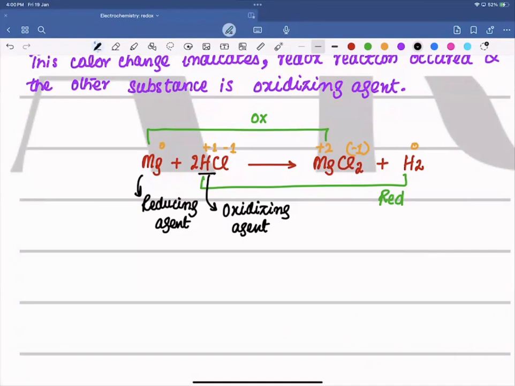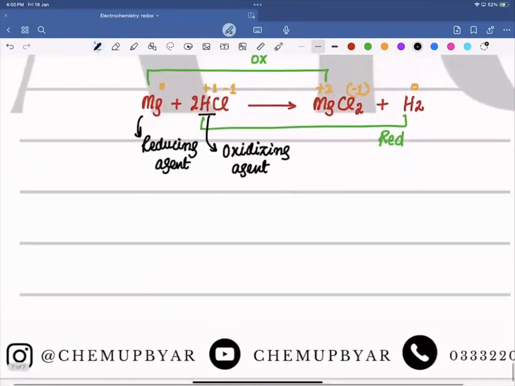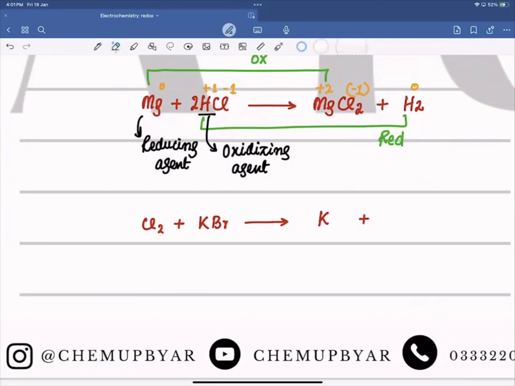Okay. Now, for this equation, you have to first identify which substance is oxidized, which is reduced, then which one is the reducing agent and which one is the oxidizing agent. By marking and indicating all these, WhatsApp me, okay? WhatsApp me your work.